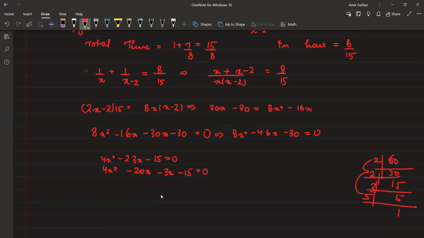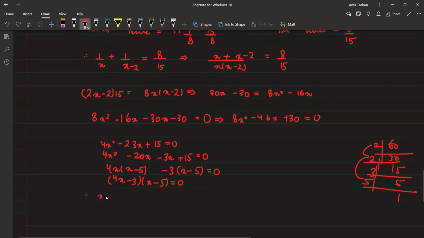Yes. Okay, just a minute. So when you take the common 4x, it would be x minus 5 and x minus 5. Just a second, sorry, it would be plus. When I keep saying why positive is not coming. Here you will take -3 common, okay? So -3 and plus 15 is equal to 0. So 4x minus 3 into x minus 5 is equal to 0. Okay. x can be equal to 5 or x can be equal to 3 by 4.